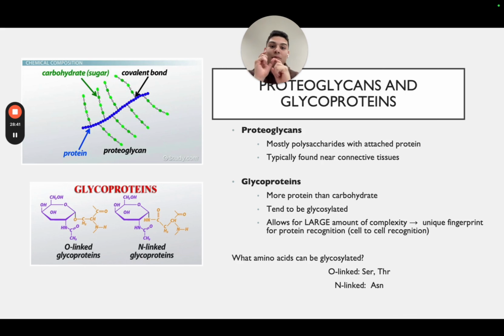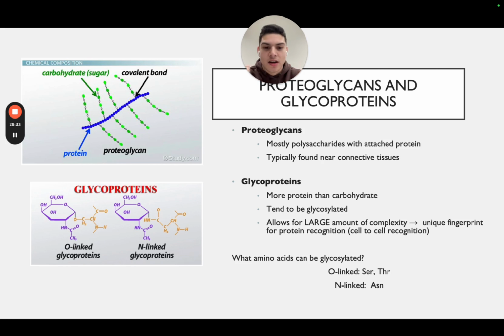So proteoglycans, proteo just means that we have lesser amounts of protein in the glycan, in the polysaccharide. Some background: proteoglycans are typically found near connective tissue. And this is just because we want to allow for some sort of connectivity to our polysaccharides. Now, on the other hand, there are glycoproteins, where glyco is now the lesser, and proteins are the more abundant.